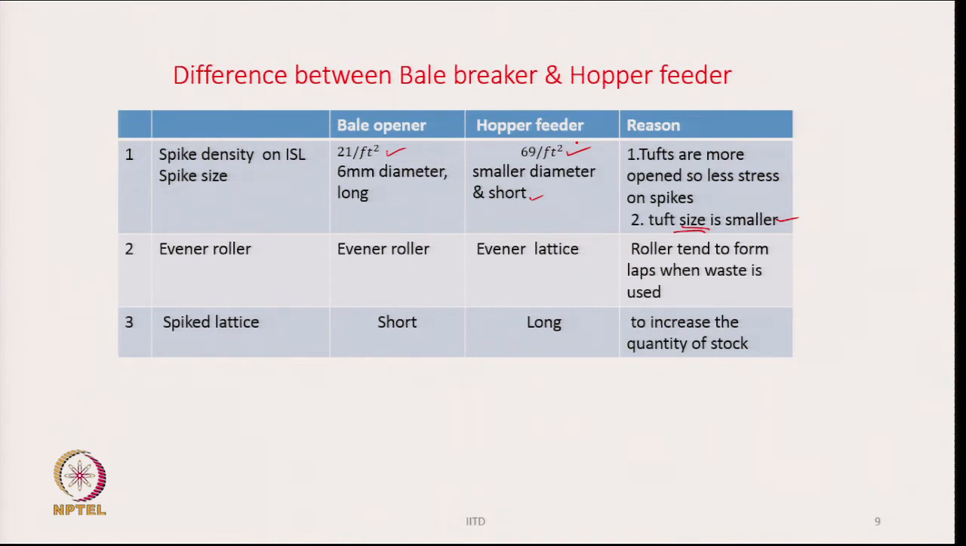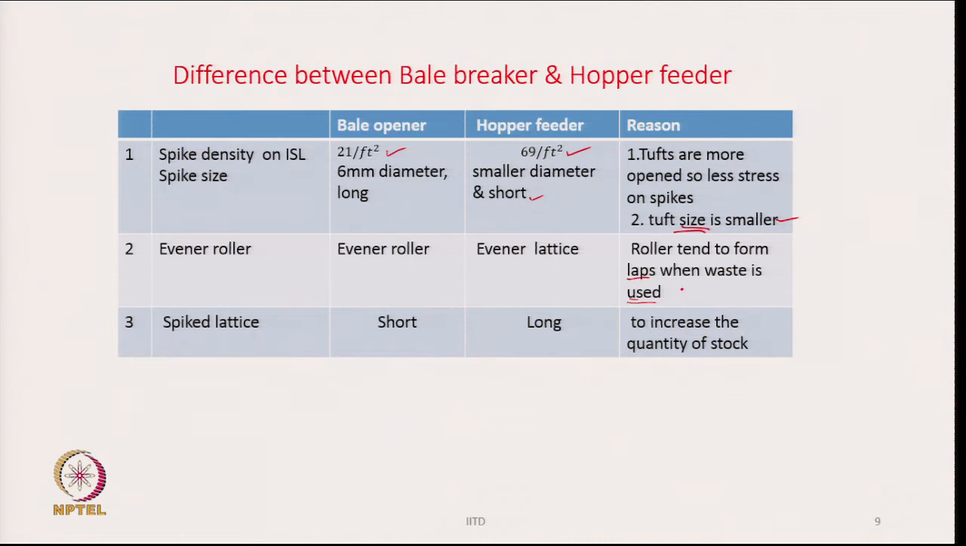Okay. Now, Evenard roller and Evenard lattice also we see a difference. The roller tend to form laps when waste fibers are used, so we generally replace it by a lattice.